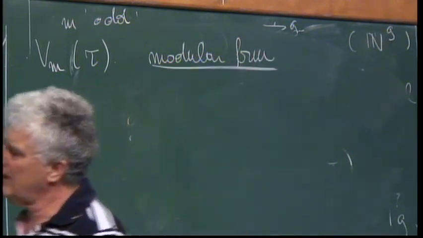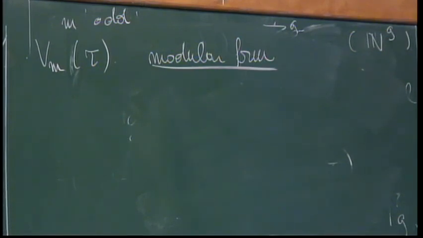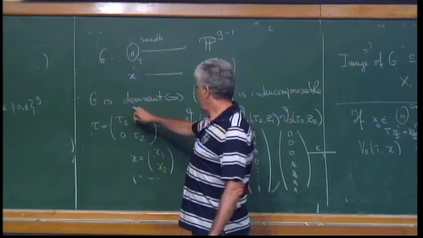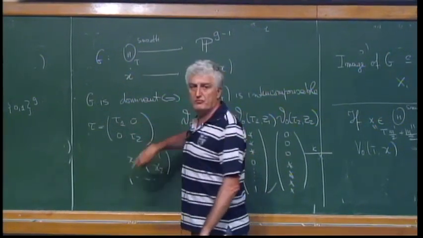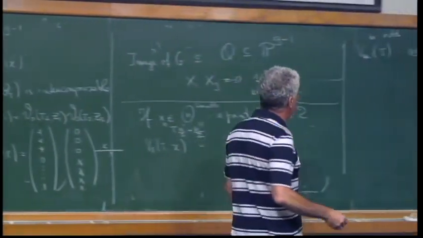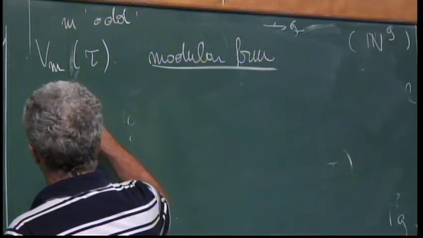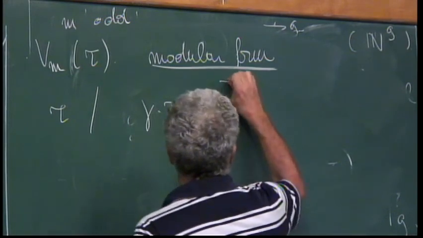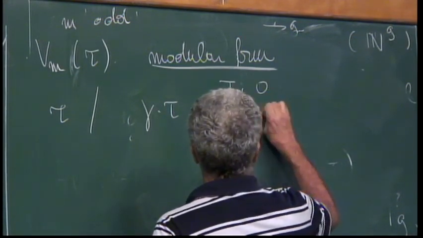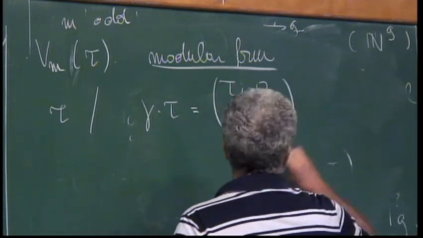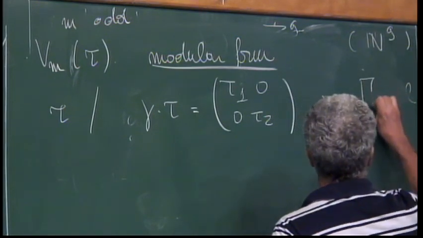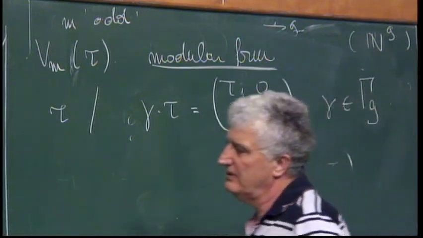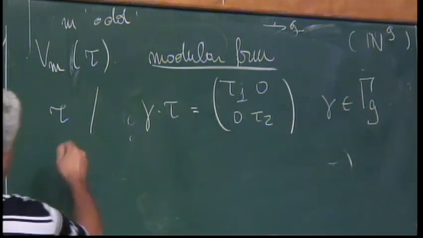To check that this condition does not depend on this decomposition, because this is a reducible point, but the definition of a reducible point is a point tau such that gamma tau is equal to tau 1, 0, 0, tau 2, where gamma belongs to the integral symplectic group. So I should prove something similar for all these possible tau.